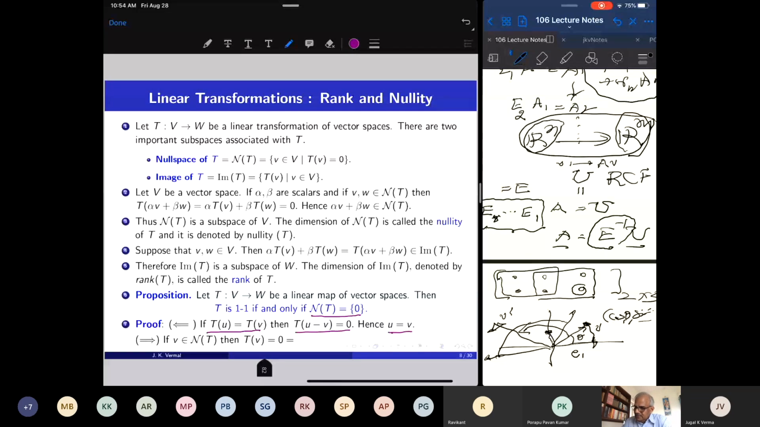So that shows that if the null space of a linear transformation is the trivial space consisting only of the 0 vector, then T is one-to-one. To prove the other direction, suppose T is one-to-one, I want to show the null space of T is 0. Well, if V belongs to the null space of T, then TV is 0, but 0 is also T of 0, and this implies that V is 0, and therefore the null space is trivial.